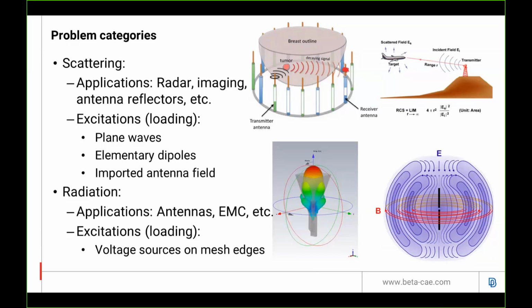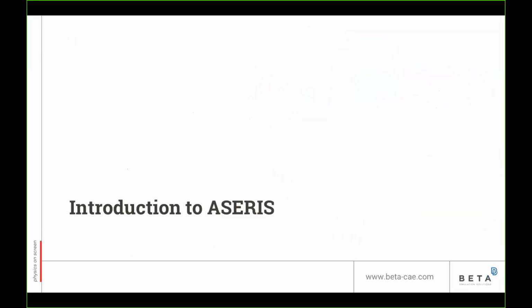It acts as a radiator. It emits radiation, and it's activated by local voltage sources on edges of the mesh. The basic applications are, of course, antenna applications, where the object we want to study functions as an antenna. It emits radiation. So let's go next to the solver that we started supporting with ANSA, called AZERIS.